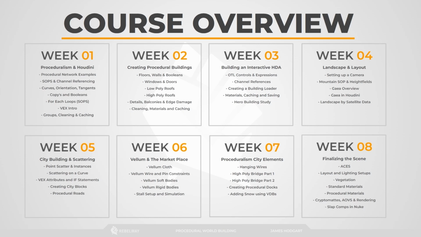In week 7, we'll look at more procedural city elements, hanging wires, using Houdini nodes to build high poly bridges, some procedural docks, and how to add snow using VDBs. And finally, we'll cover ACES. We'll explain more what ACES is in week 8. Layout and lighting setups, adding vegetation to the scene, standard materials, procedural materials, cryptomattes, AOVs, rendering, and slap comps in Nuke.